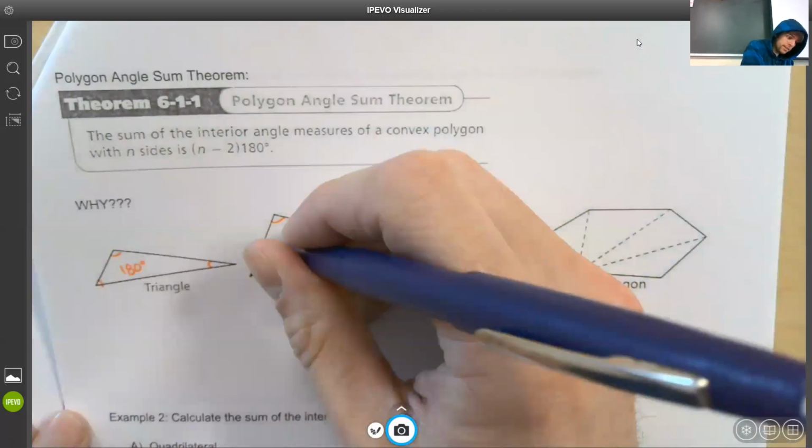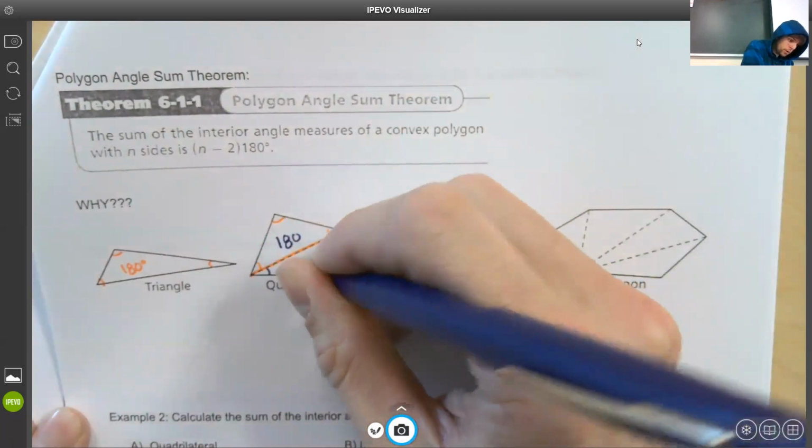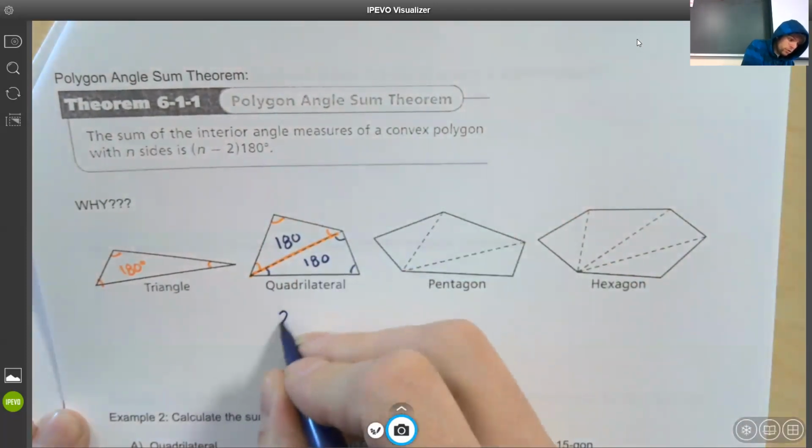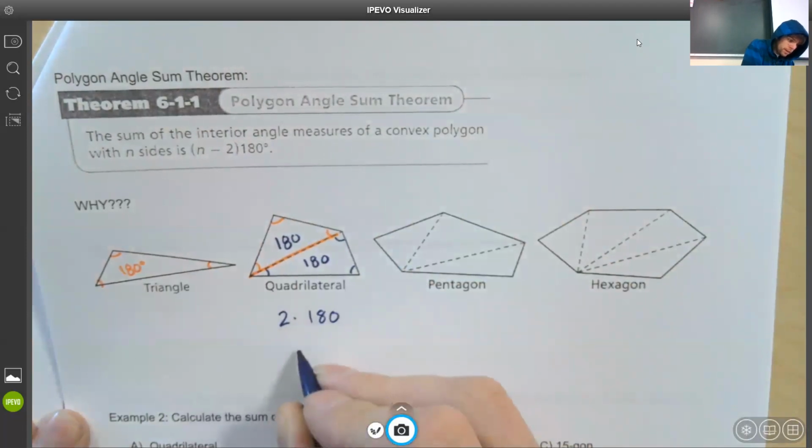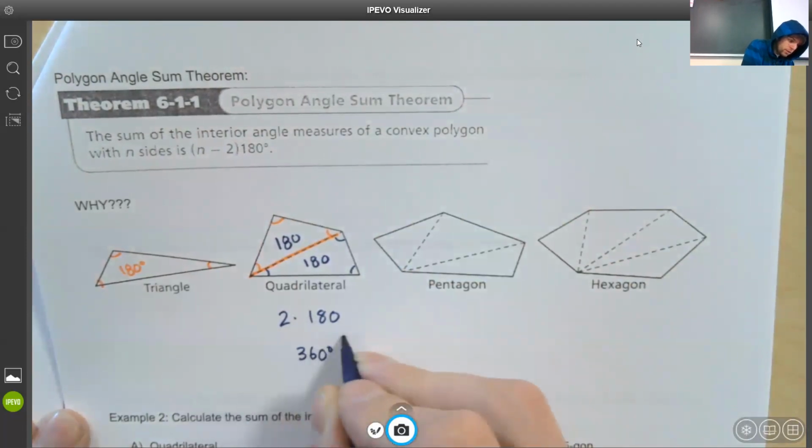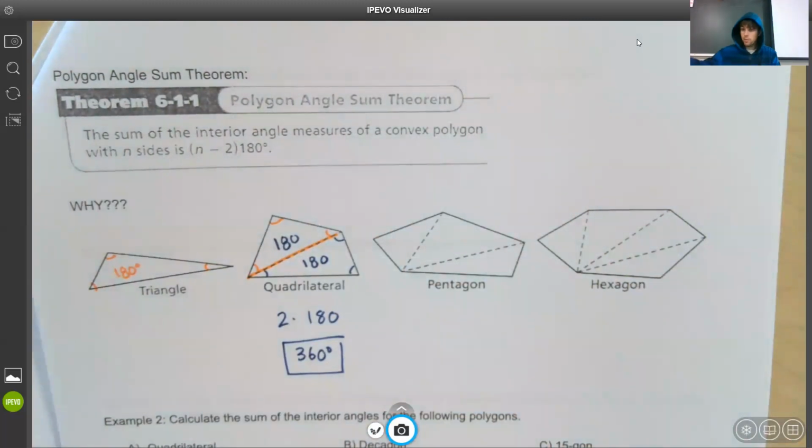Well, that means that's 180 and 180. So 2 times 180 is 360. The angles of a quadrilateral are going to add up to 360. Kind of cool, right? Same idea here.